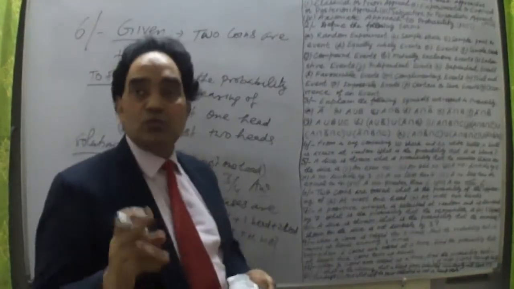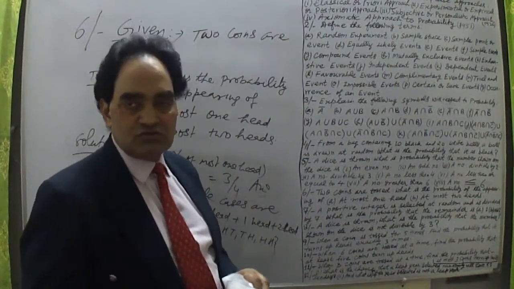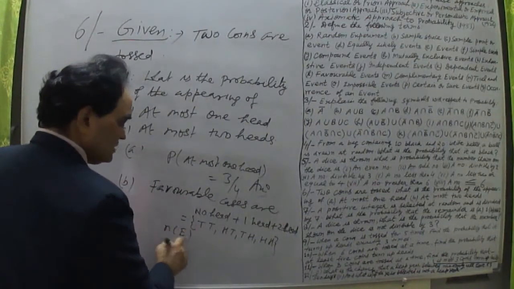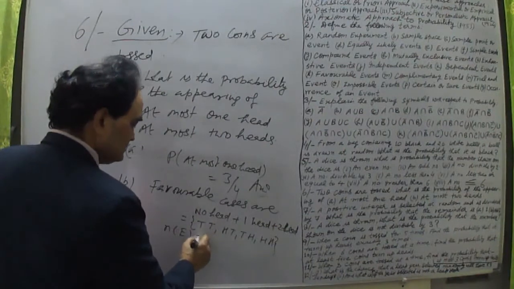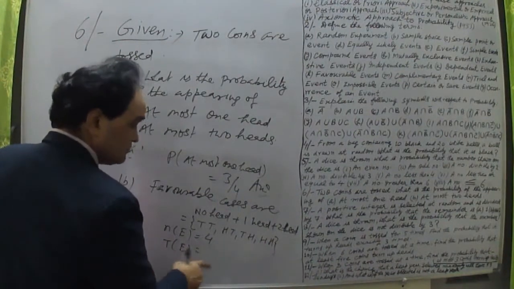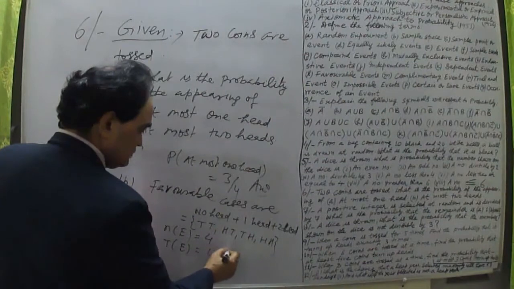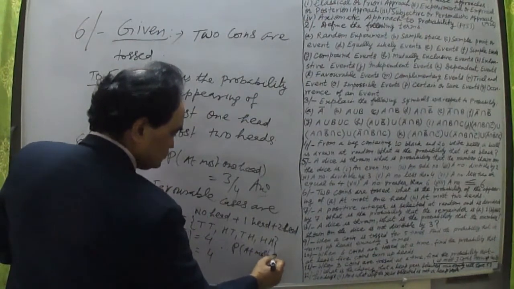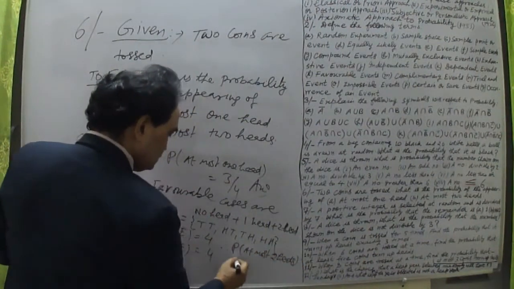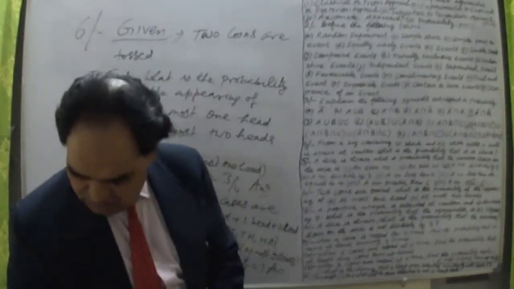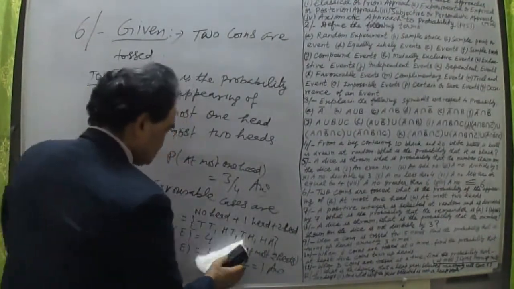So in this case, probability is 1 because the number of favorable cases is also 4. Total number of cases is also 4. Let me take NE, the number of events; the number of favorable events is 4, and the total number of cases in the denominator is also 4. Therefore, probability of at most 2 heads is equal to 4 upon 4, that means 1. This is the answer. So question number 6 is completed.